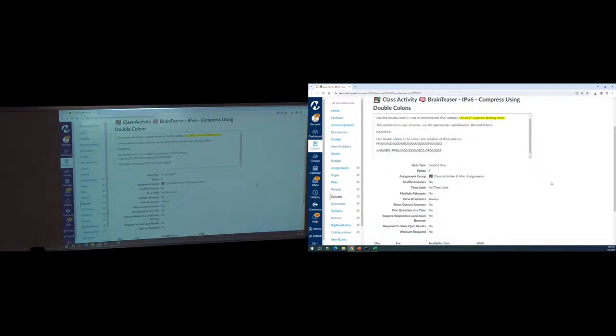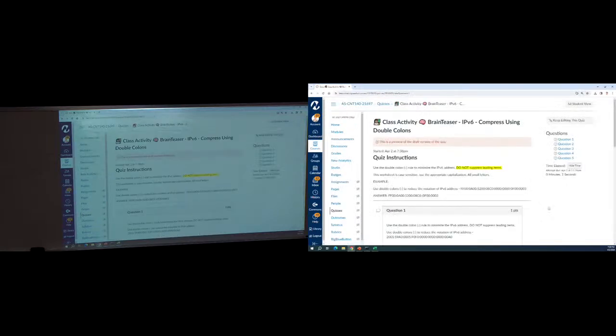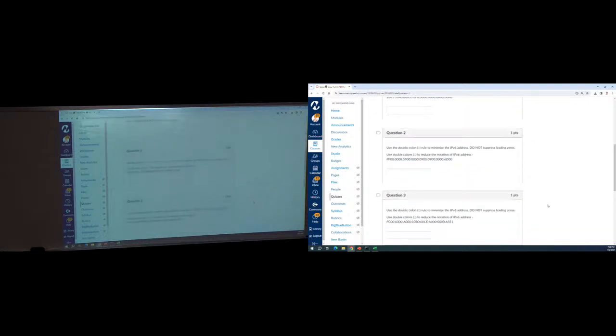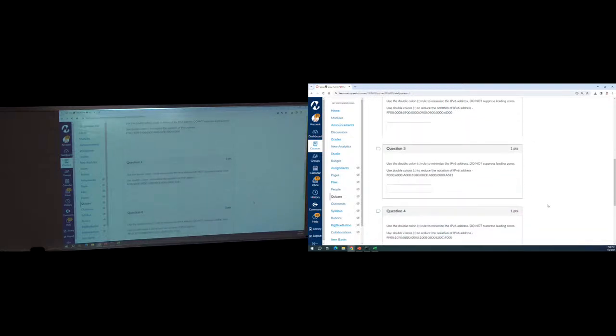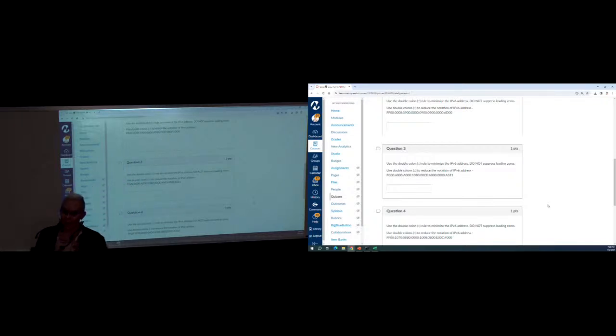Okay? And there's a couple of things to consider when you have double colons. First of all, what are some of the rules for double colons? Yeah, you can only use it once, right? So if you have groups of zeros, let's see if I can find one. Yeah, like here's a good example. If we look at this one right here, I have a hextet of zeros right there, and I have a hextet of zeros right there. I can only use double colons one time. I can't use it twice. Now, it doesn't matter where you use it. You can only use it once, okay?